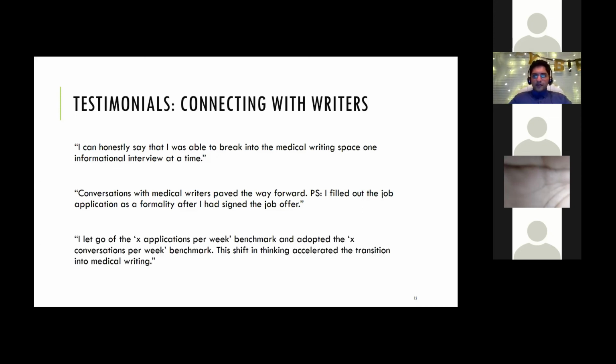And going back to the point that I was talking about in terms of benchmarks, this was echoed by someone who I interviewed as well, who said, I let go of the X applications per week benchmark and adopted the X conversations per week benchmark. This shift in thinking accelerated the transition into medical writing.